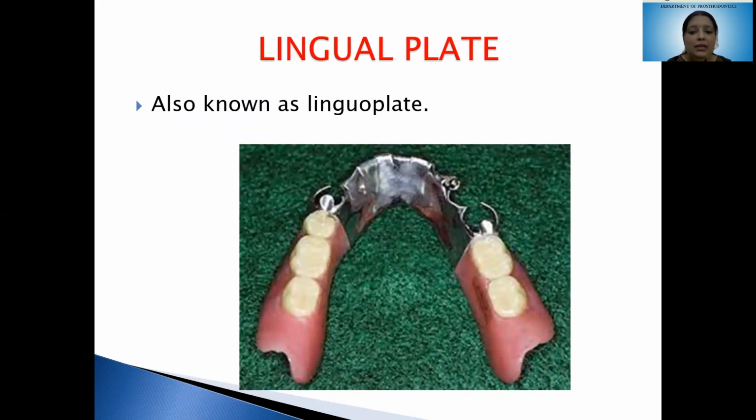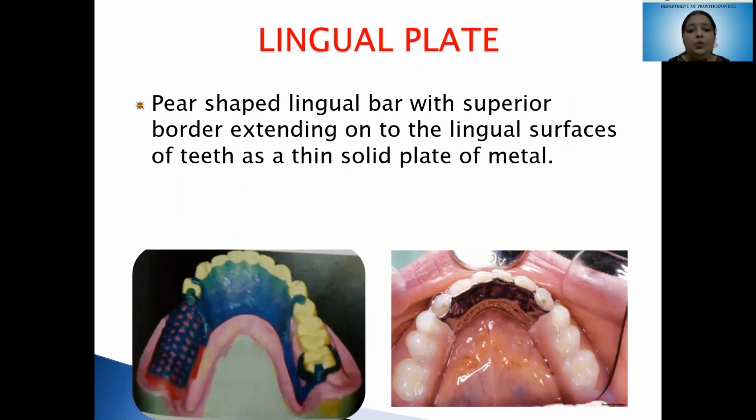Or another option is giving a lingual plate. When sufficient vestibular depth for giving a lingual bar is not available, the next design that we think of is a lingual plate. Here, the lingual bar extends in the superior direction up to the cingulum portion of the teeth. In the first picture, you can see the wax pattern for the lingual plate. You have the pear-shaped lingual bar inferiorly, and superiorly, the plate becomes thin and it extends up to the cingulum of the teeth. It covers the cingulum of the anterior teeth.